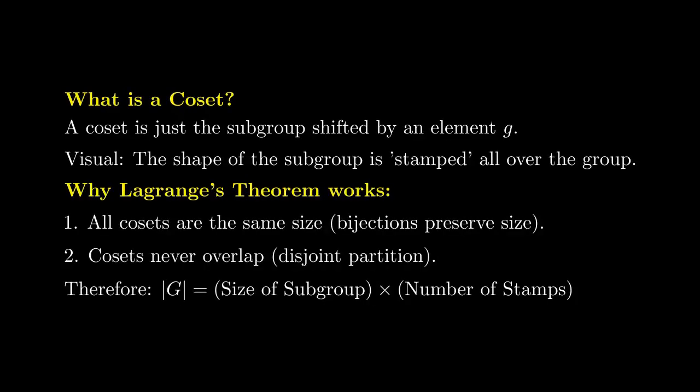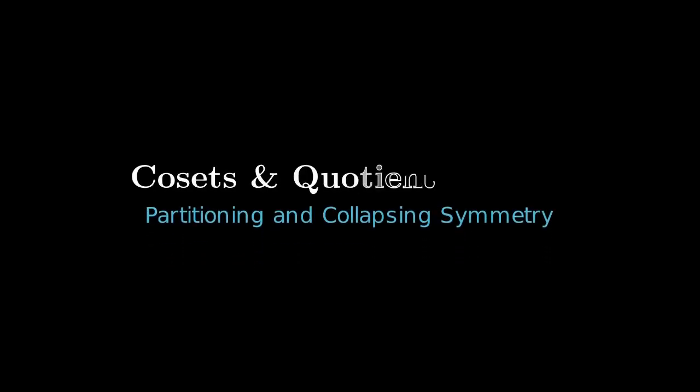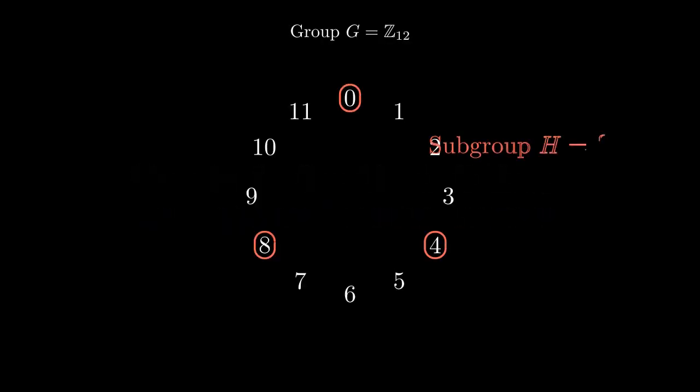Let's have a look at one of the theorems in algebra, Lagrange's theorem. In order to understand Lagrange's theorem, we have to understand a coset. A coset is just a subgroup shifted by an element. And Lagrange's theorem says we can count the number of elements of the group by counting the number of subgroups and the elements in the subgroup.